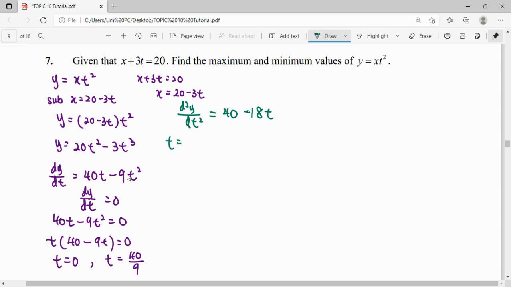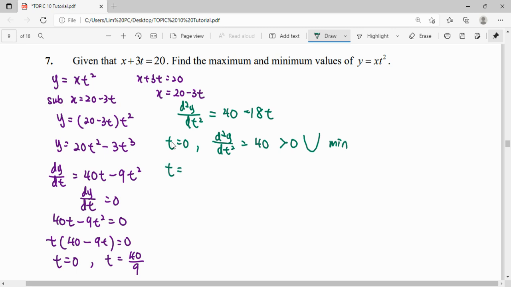So we test for the critical value t equals 0. In our second derivative test, we substitute t equals 0 here, we get 40. So it is positive. When our second derivative test is positive, it is testing concavity. So positive, it has concavity upward, which means this critical value here is the minimum case.